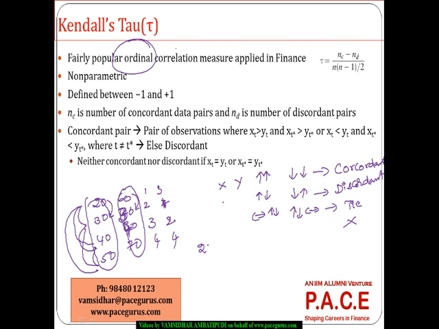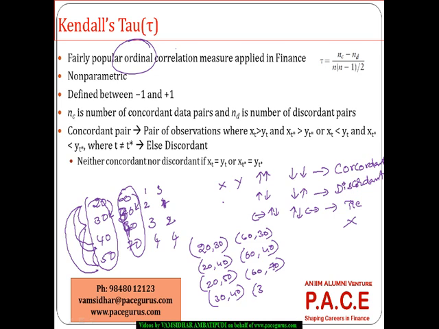The first pair is 20, 30, and here it is 60, 30. The second pair, 20, 40, and here it is 60, 40. The third, 20, 50, here it is 60, 70. The fourth, 30, 40, here also it is 30, 40. Then it is 30, 50, 30, 70. And finally it is 40, 50, 40, 70. There are 6 such pairs.